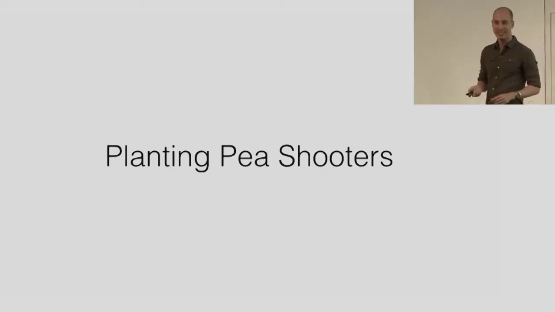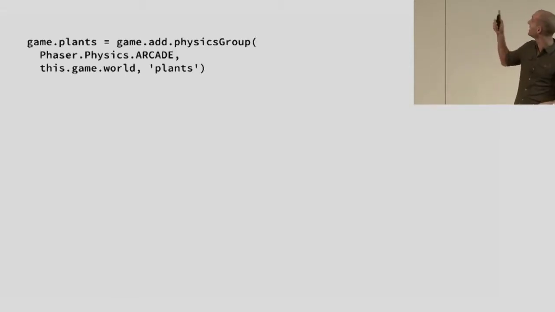Let's plant the pea shooters. That's what these things are called that shoot peas at the zombies. So that's going to look really similar. We're just going to make another physics group, except this one's going to be for the pea shooters, the plants.